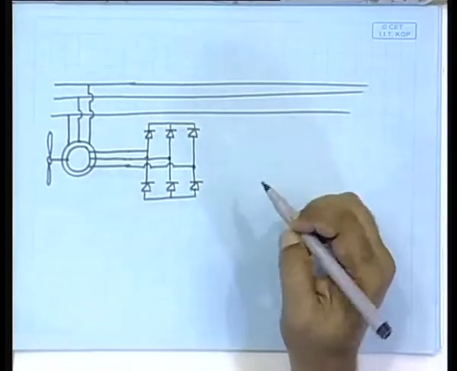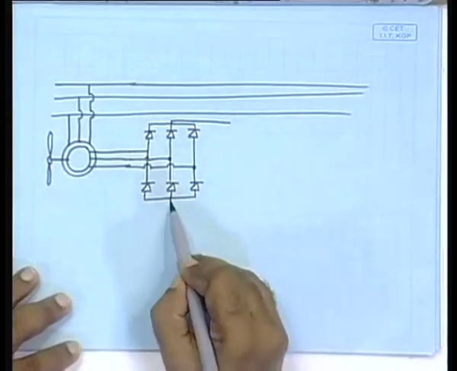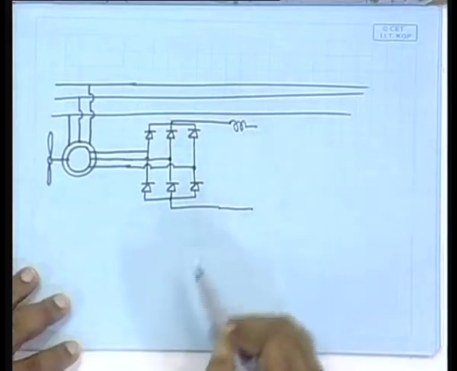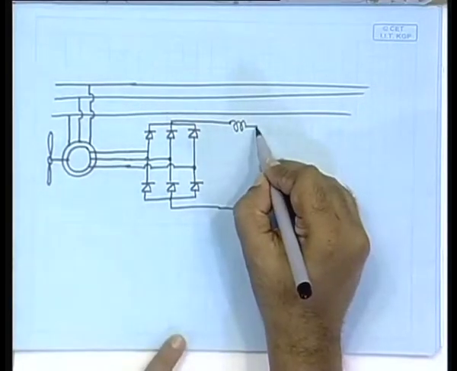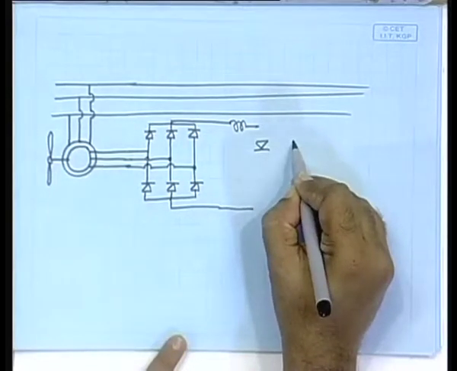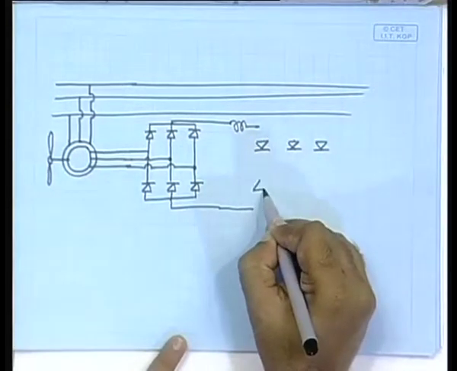Any question? And then the DC, then you put a filter, and then that is converted into AC. That means it will be... sorry.